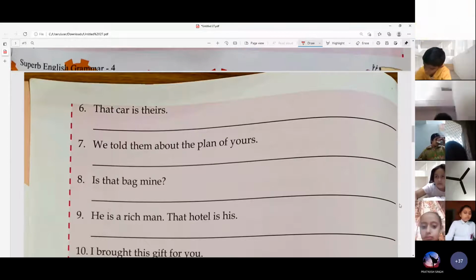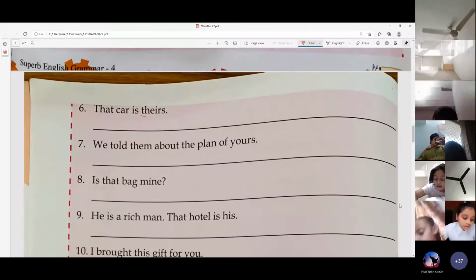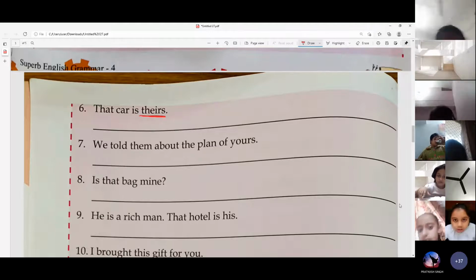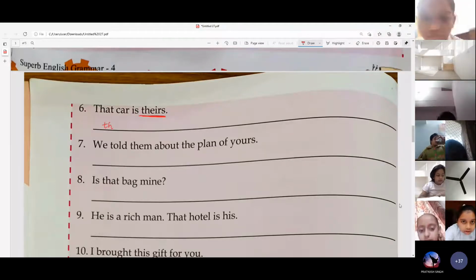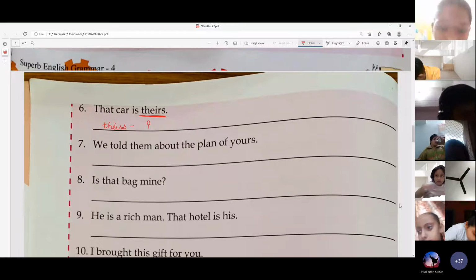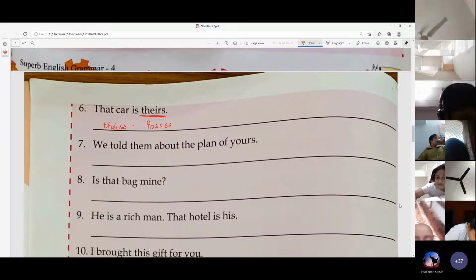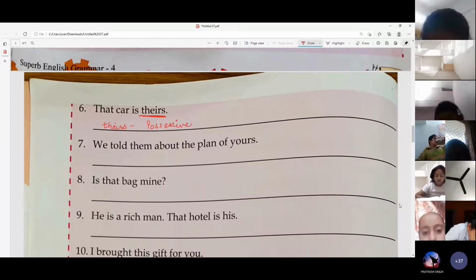Now, that car is theirs. So theirs is a possessive pronoun.